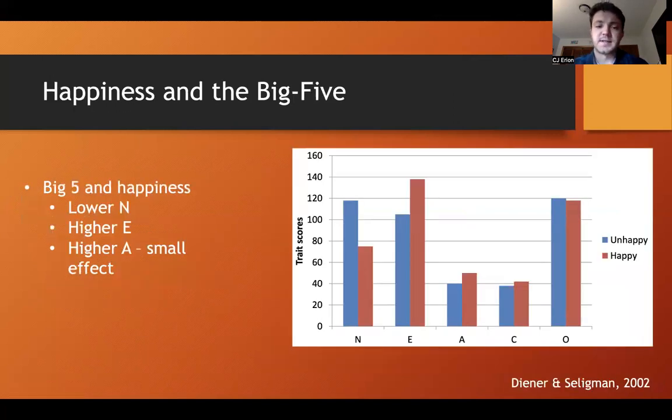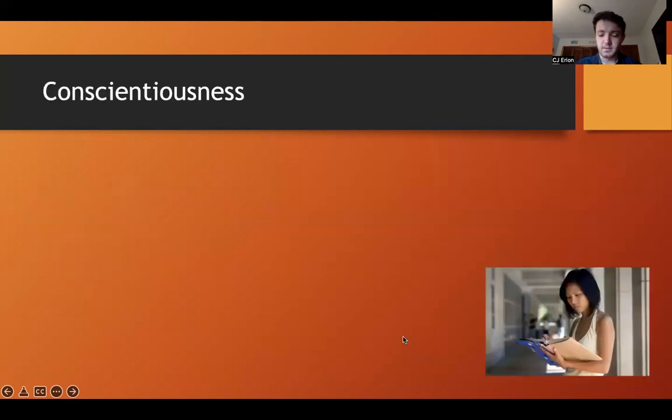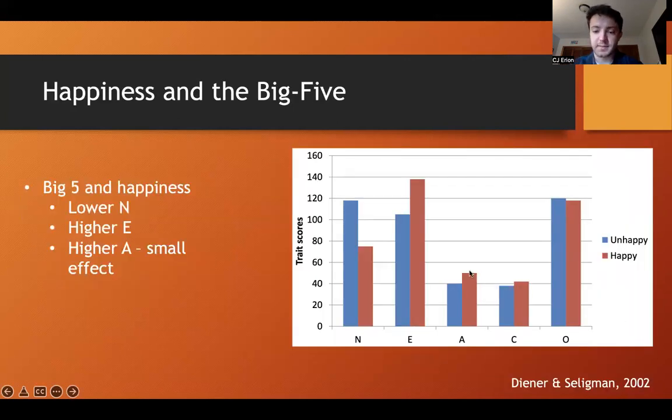We also see differences in those who are typically happy versus unhappy and what traits they might be more likely to have. So those who are classified as happy here, we see that they typically have substantially lower levels of trait level neuroticism. But on the other hand, they will have higher levels of extroversion and a small effect, but still an effect of higher levels of agreeableness, and then really small effects, not much going on here in terms of conscientiousness and openness.